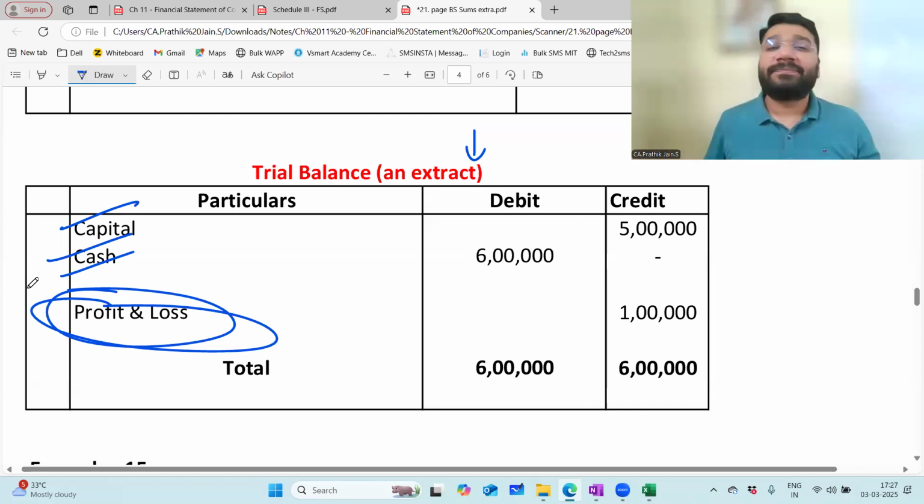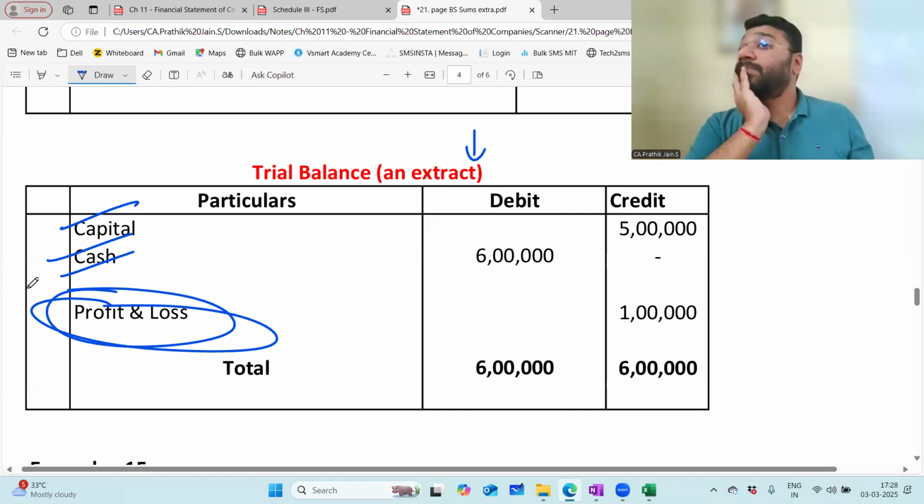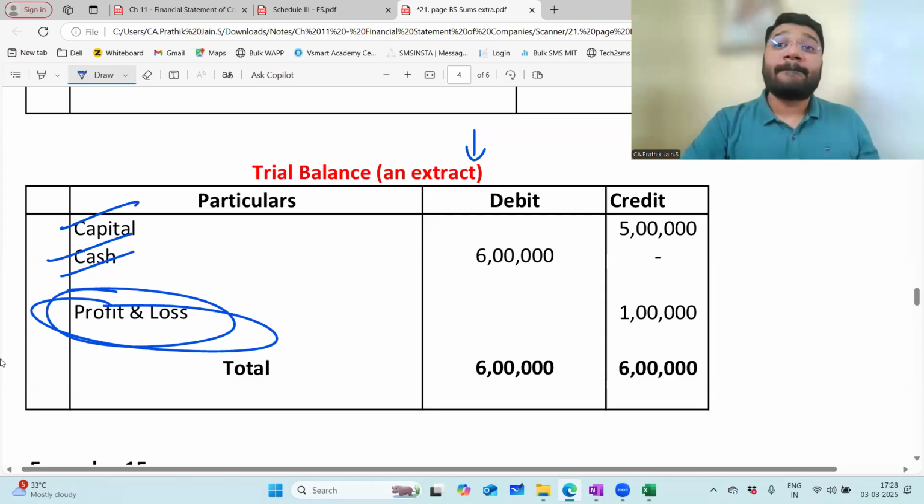Yes, Purvi. And after that, we have calculated the profit and loss of current year and add with the previous. No, you have a question based on this. You have to wait for that.